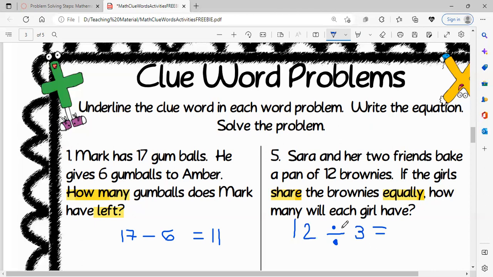And so we're going to divide 12 by 3. We divide 12 by 3, we'll get 4. So each of us will get 4 brownies. Are you seeing that? Yes, miss.